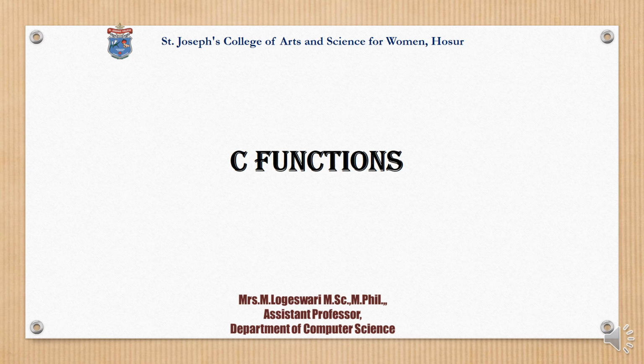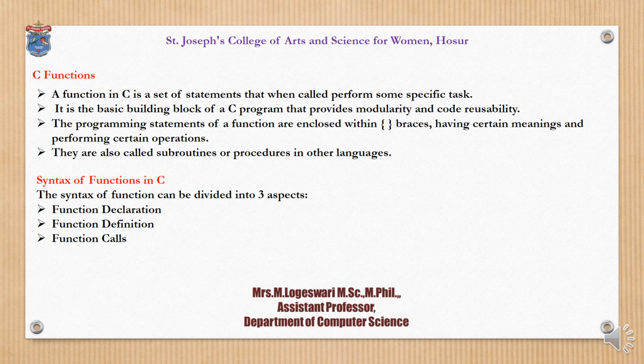Today we will learn about C functions. So what is meant by functions? The function has a set of statements. It can perform some specific task. It can provide modularity and code reusability. The programming statements of a function are enclosed within braces. It has certain meanings and they perform some operations also. They are also called subroutines and procedures in other languages.